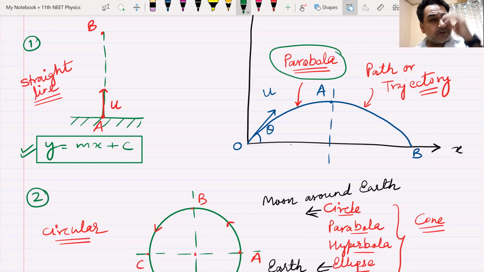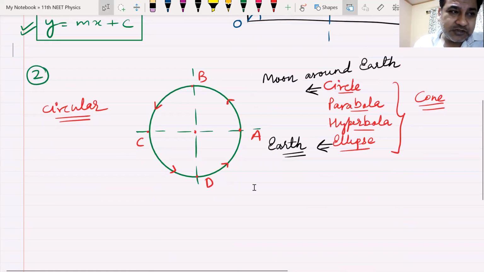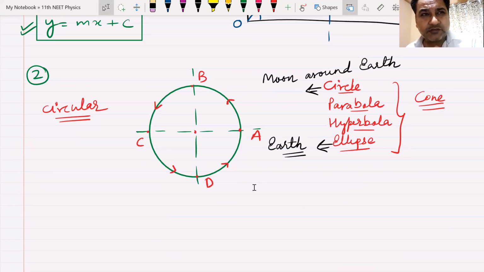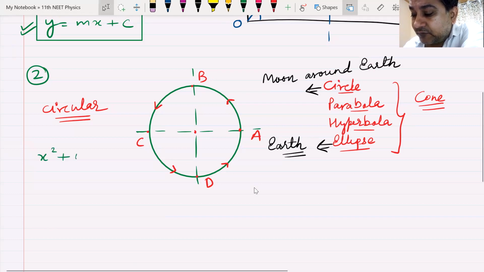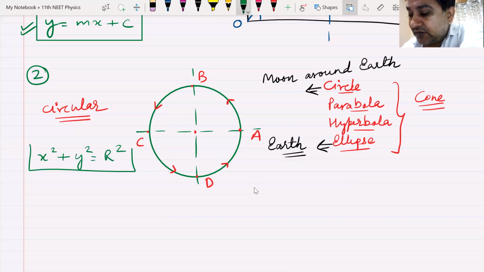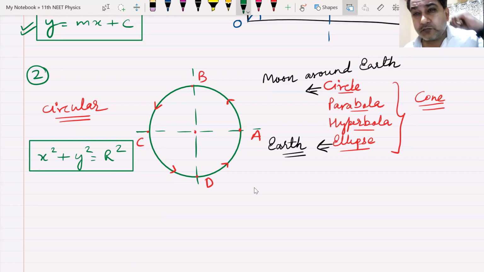So every path, every geometrical curve has an equation. Y is equal to mx plus c is the equation of a straight line. Even though you are from medical stream, you must be knowing the equation of a circle. Do you know the equation of a circle? The simplest equation of a circle can be written as x squared plus y squared is equal to r squared, where r stands for the radius of the circle.